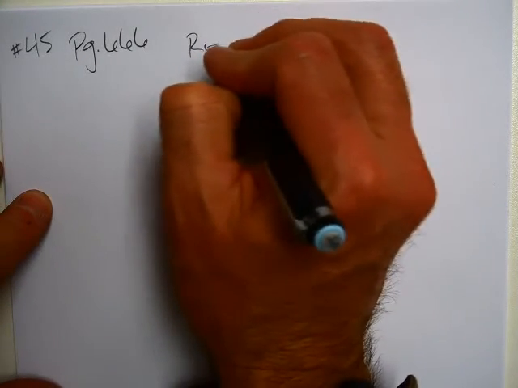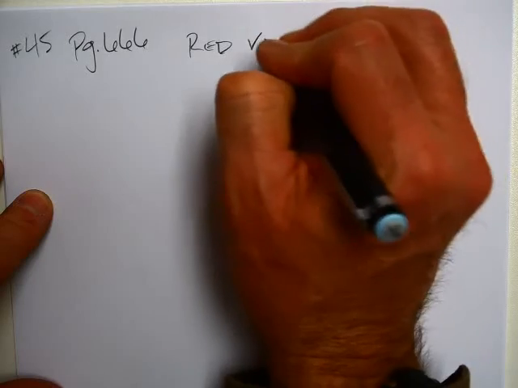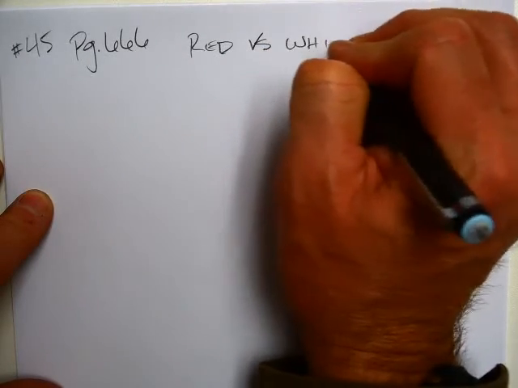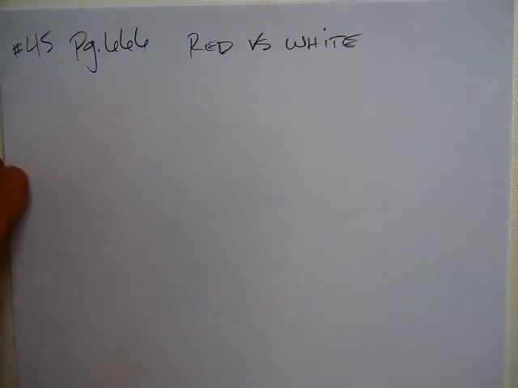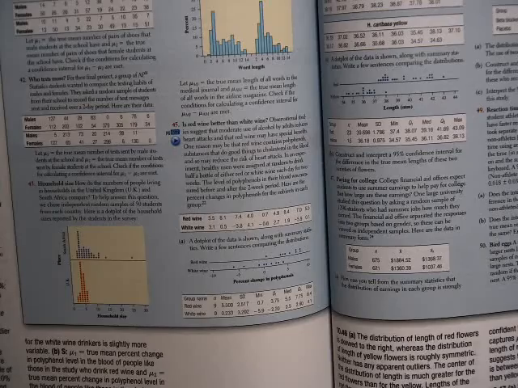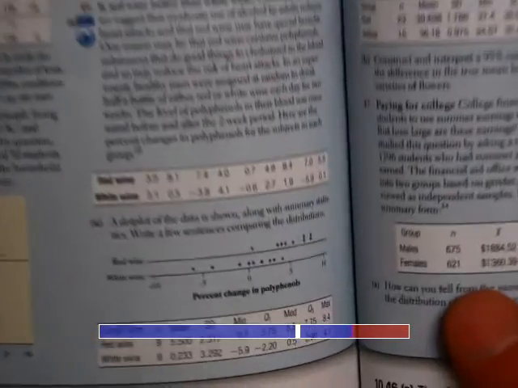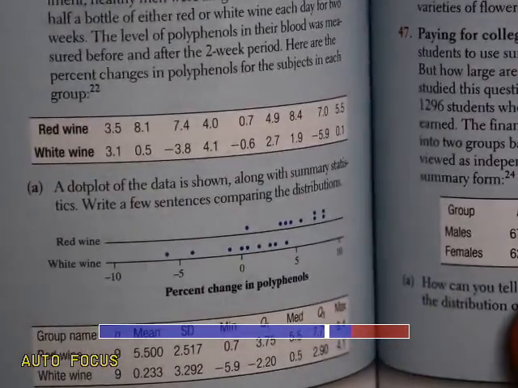Okay, so we've got red wine versus white. And A, it says, the dot plot of the data is shown along with the summary statistics. Write a few sentences. I'm not going to write a few sentences. I'm just going to speak a few sentences about what I see here. Okay. That's number 45.